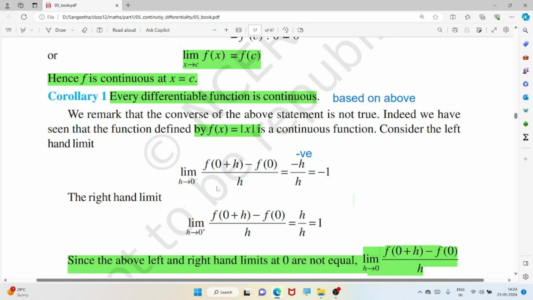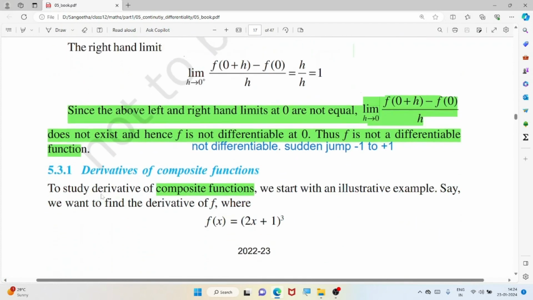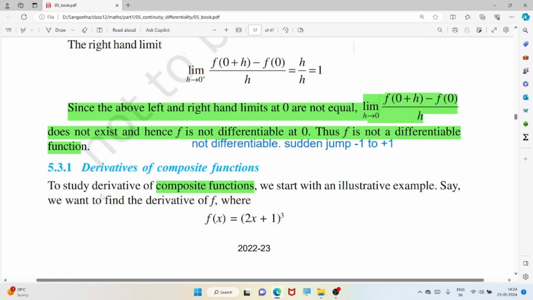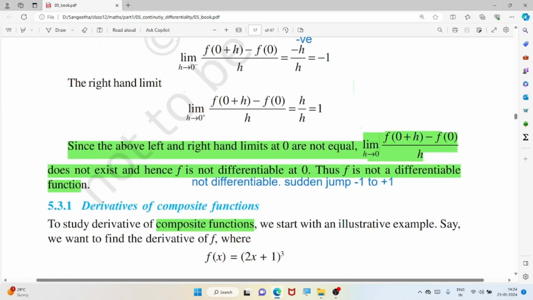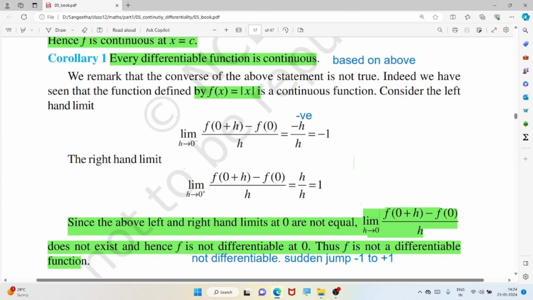So it is left side, so negative here. Right side positive, right hand limit positive. Here right side 1, left side negative 1, sudden jump, so f is not a differentiable function. This limit does not exist, hence f is not differentiable at 0, because at 0 there is a sudden jump.